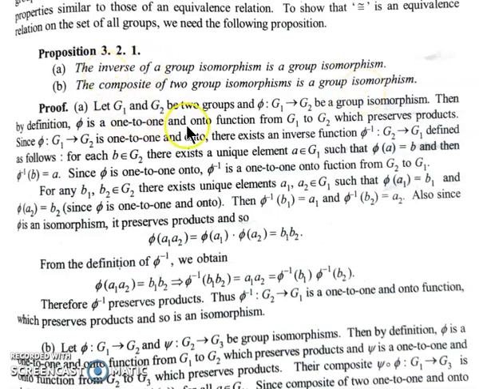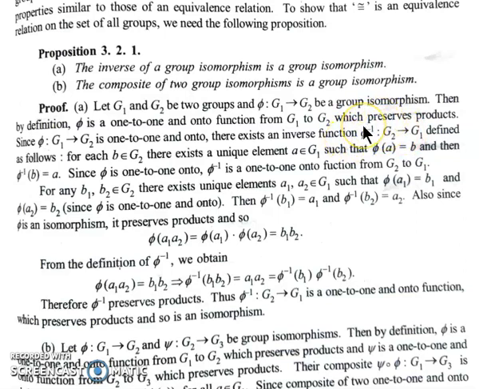For that, let G1, G2 be two groups and phi from G1 to G2 be a group isomorphism. We have to prove phi inverse is a group isomorphism. As phi is an isomorphism, we know that it is 1-1, onto, and it preserves the products. As phi is 1-1 and onto, phi inverse exists, and it is a function from G2 to G1. Phi inverse is also 1-1 and onto. So to prove phi inverse is an isomorphism, it is enough to prove phi inverse preserves the binary operations of G2 and G1.